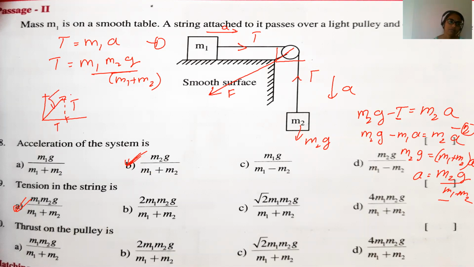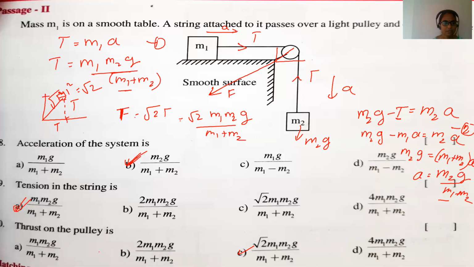So we can take 1 square plus 1 square, with T common and taken out. 1 square plus 1 square gives root 2. So the thrust, or the force, is equal to root 2 T. The value of T you know here, so we can write root 2 into M1 M2 g divided by M1 plus M2. Understood, children? So this is option C we can choose. Like this, we can simplify the formula, or else we can remember the tricks, so you can easily write the answers for this passage.